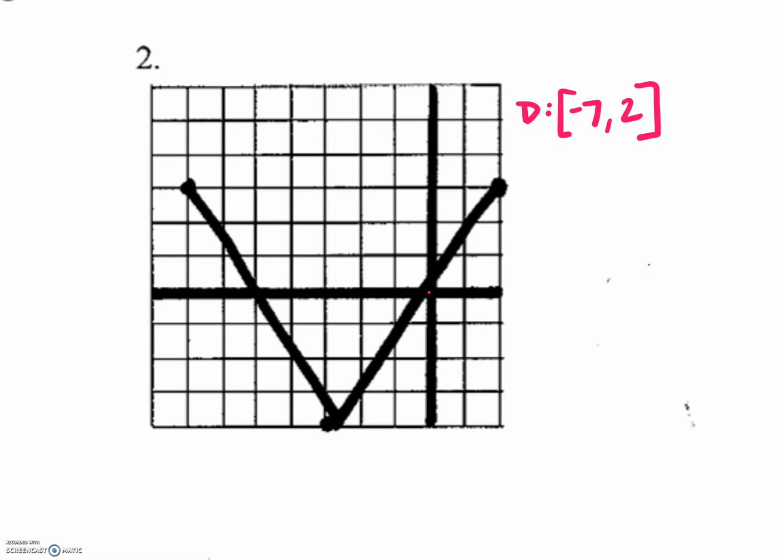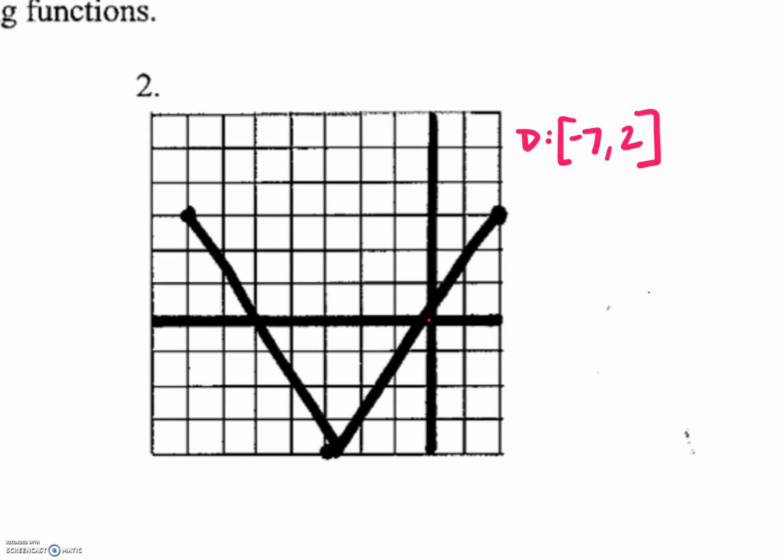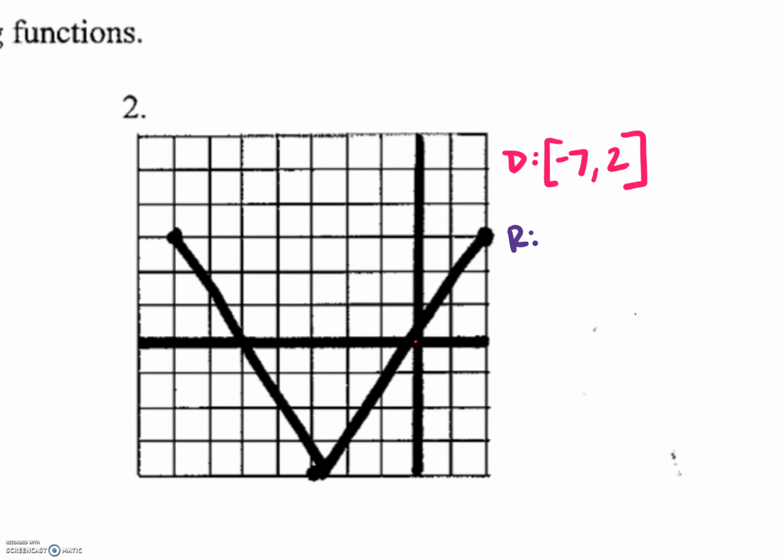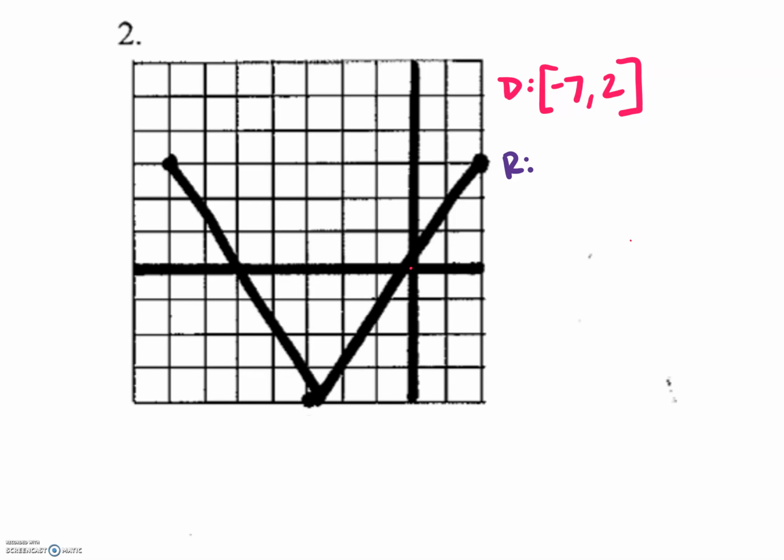Now if we take a look for our range, again, you're going to go bottom to top, or lowest to highest. So again, if I take a look, my lowest is right here. Again, I start at the origin and count down. 1, 2, 3, negative 4. It's a closed circle, so it's going to have a bracket.